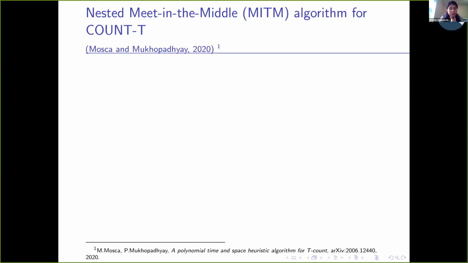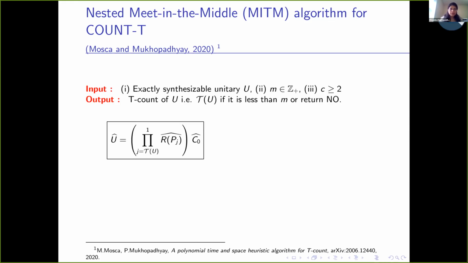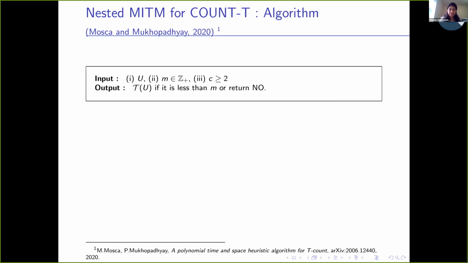Okay, so for our provable algorithm for synthesizing Tcount optimal circuits, we basically modified the MITM technique of GKMR, and we introduced a nested MITM technique. So in this algorithm, the input is a unitary, M is the test Tcount, and C is the level of nesting that we want. And the output is the Tcount of this unitary if it is less than M, or we return no. Now, the intuition is as follows. We know that the channel representation of this unitary is equal to the product of these RPs and the channel representation of a Clifford. So we search for this set of RPs such that this condition is satisfied.